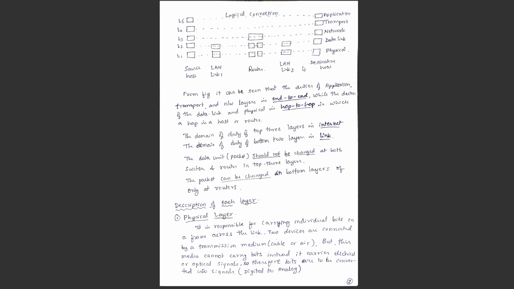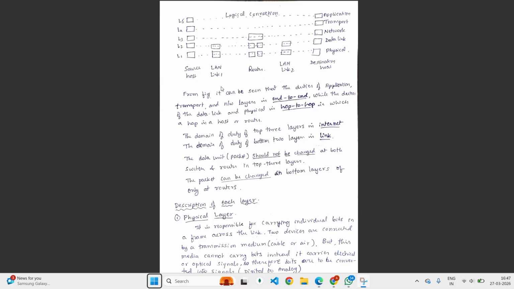Now the domain of the top three layers, that is application, transport, and network layer: these three layers belong to the internet. And the bottom two layers are the link. Now the data unit or packet should not be changed at either the switch or the router in the top three layers. And the packet can be changed at the bottom layers, or only at the routers. Now with this you would have got a clear understanding about computer networks.